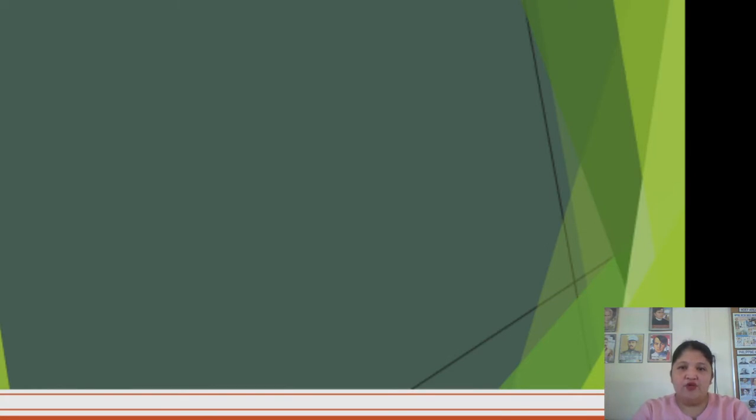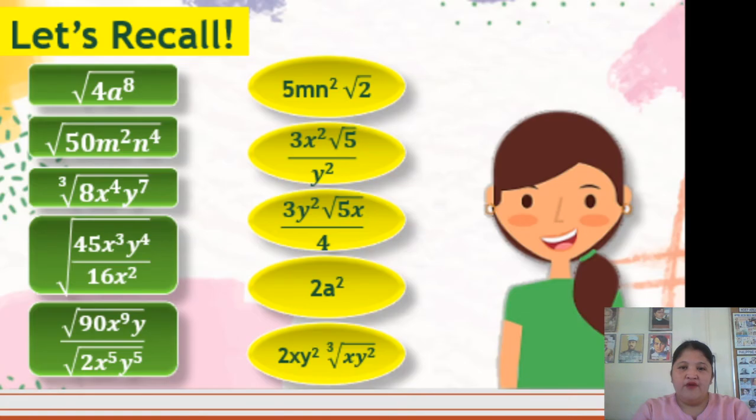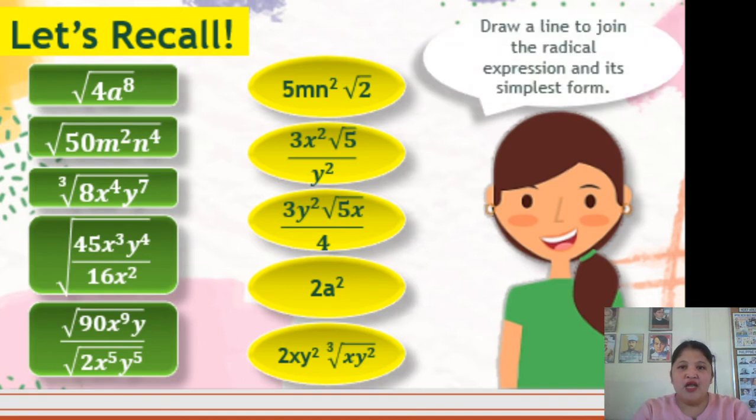For our next activity, let us first recall the given equation. You can write this down and I'll show you the answer later on. Draw a line to show the radical expression in its simplest form. What would be the simplest form? We already discussed how to simplify radical expressions during our last meeting. Okay, let's begin.